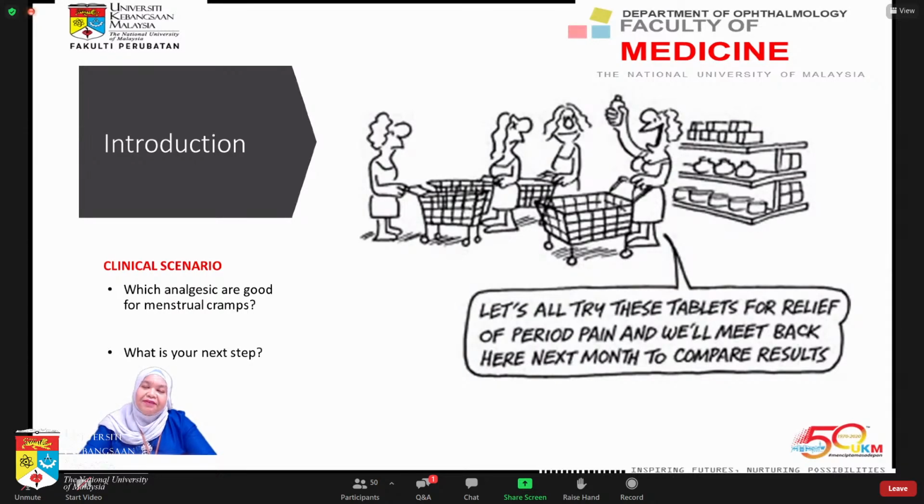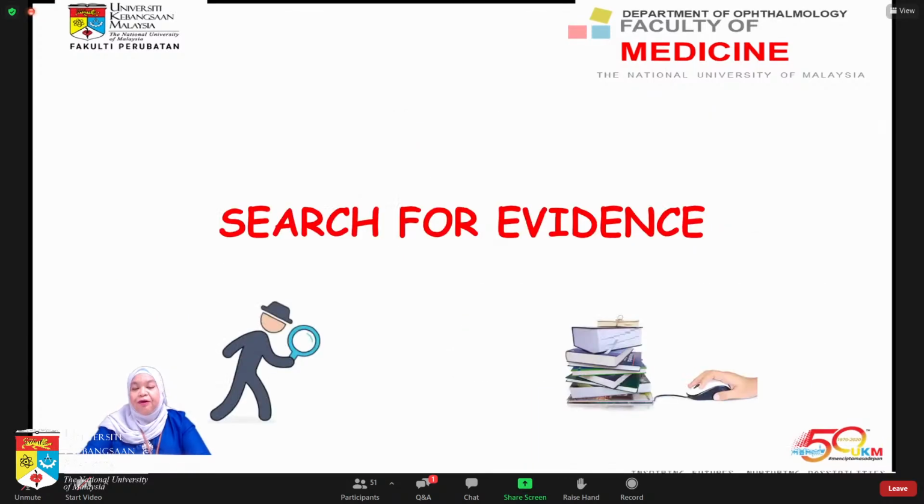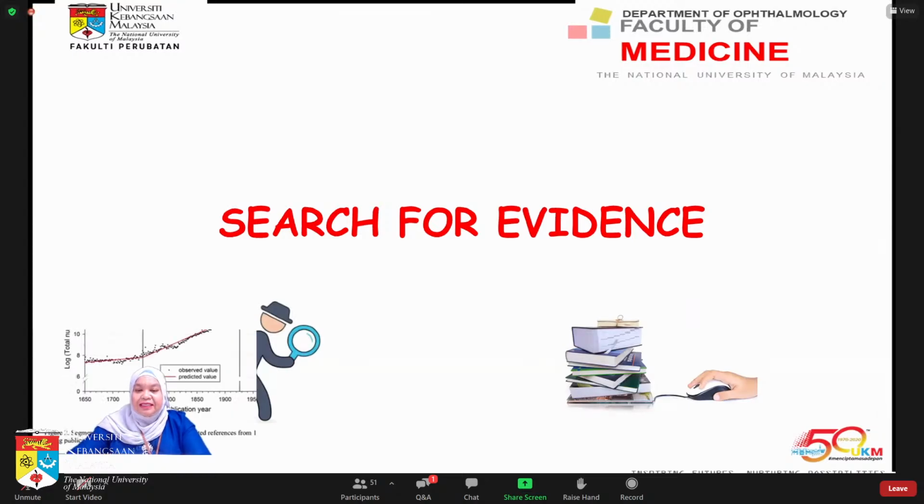I think this is a very common situation. Look at this lady who is looking at tablets for menstrual pain. They were just talking about these tablets, and they're not sure which tablet is actually very good for menstrual pain. So in a normal situation, what is your next step? Of course, the step is to search for evidence. And how do you search for evidence?